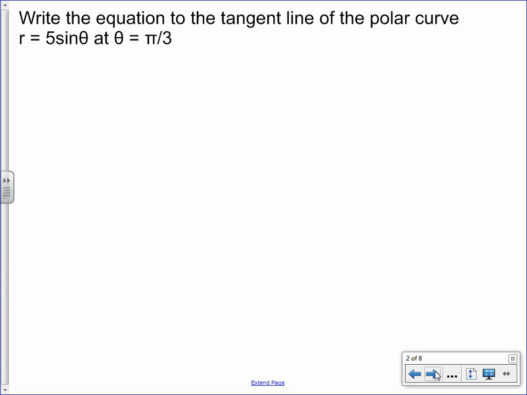So here we go. Write the equation of the tangent line of the polar curve r equals 5 sine of theta at theta equals pi over 3. Now, in order to write the tangent line equation, I know that we have a polar curve, but we're going to have to write it in rectangular form.